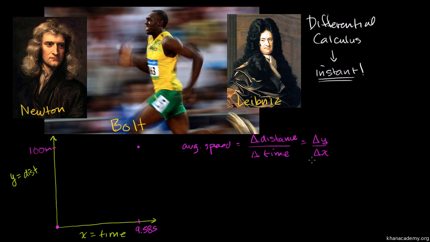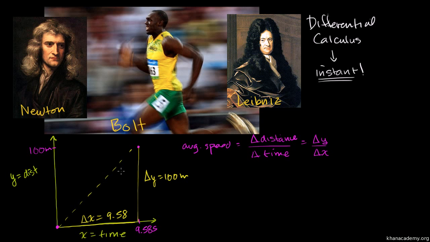And this might look somewhat familiar to you from basic algebra. This is the slope between these 2 points. If I have a line that connects these 2 points, this is the slope of that line. The change in distance is this right over here. Change in y is equal to 100 meters. And our change in time is this right over here. So our change in time is equal to 9.58 seconds. We started at 0, we go to 9.58 seconds.